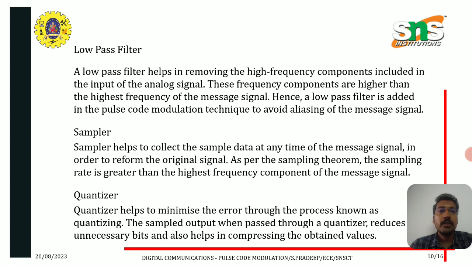The sampler helps to collect the sample data at any time of the message signal in order to reform the original signal. As per the sampling theorem, the sampling rate is greater than the highest frequency component of the message signal. The quantizer helps to minimize the error through the process known as quantizing. The sampled output, when passed through a quantizer, reduces unnecessary bits and also helps in compressing the obtained value.